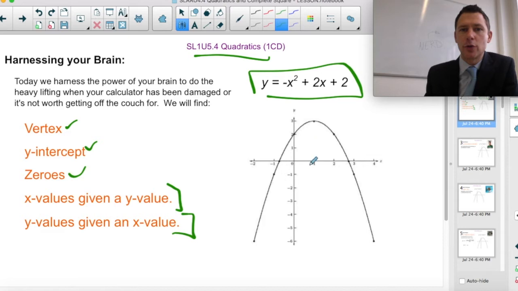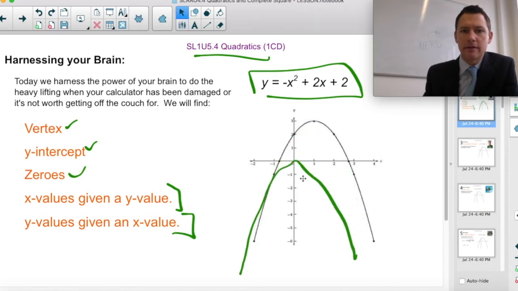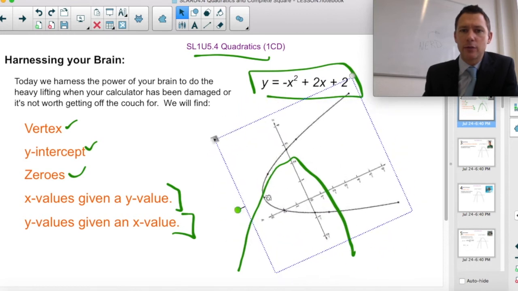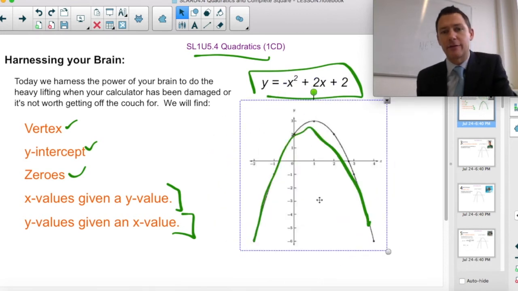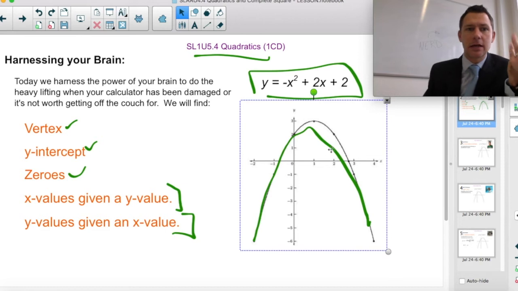Also how to take something like this as the parent function and translate it using the completing the square method.